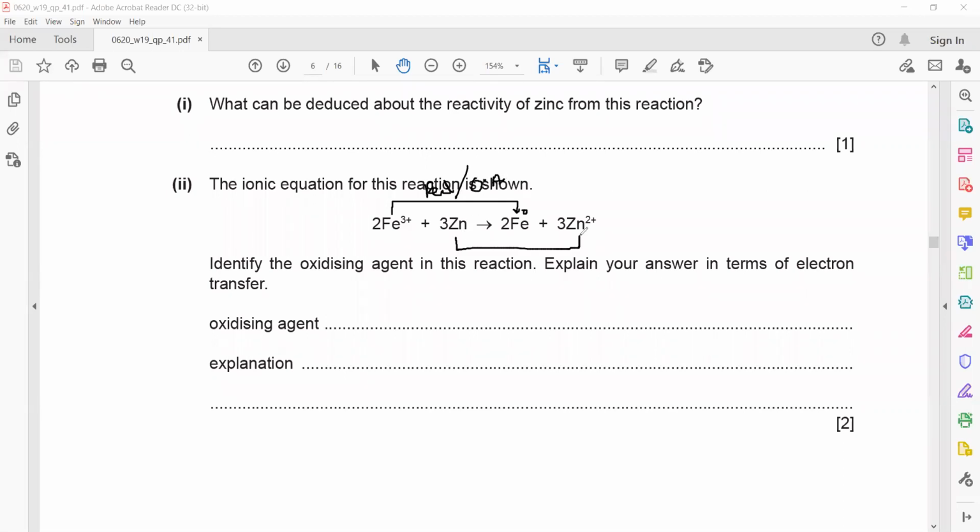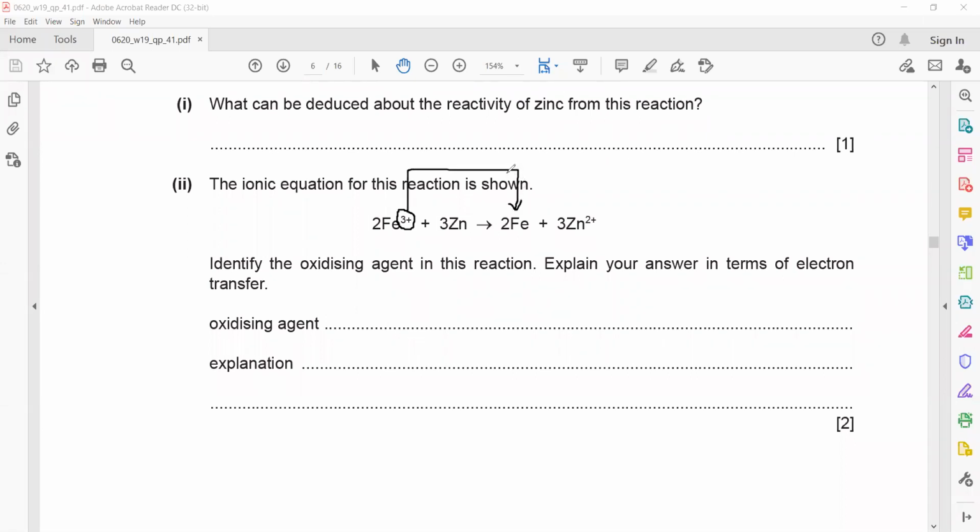Iron is +3 here, and it becomes iron 0. So when +3 becomes 0, it means the charge on the element decreases. When the charge on the element decreases, we call that change a reduction. And the substance in which reduction happens is known as the oxidizing agent.